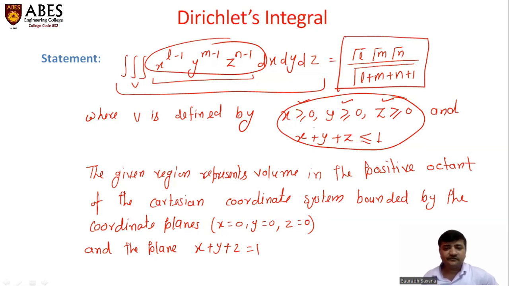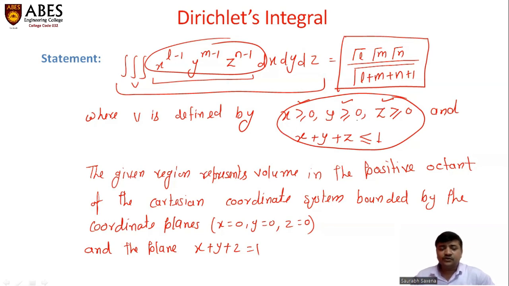The given region of integration may also be represented as the volume in the positive octant of the Cartesian coordinate system bounded by the coordinate planes x equals to 0, y equals to 0, z equals to 0, and beneath the plane x plus y plus z equals to 1. So this may be considered as the geometrical interpretation of the region for Dirichlet's integral.